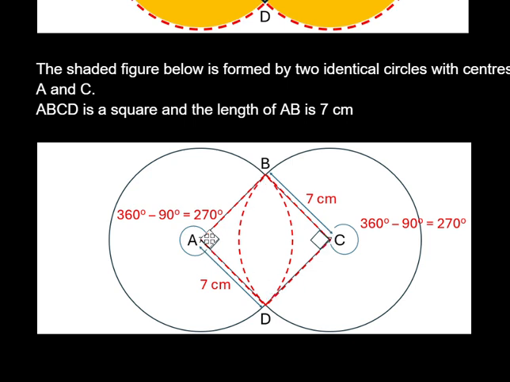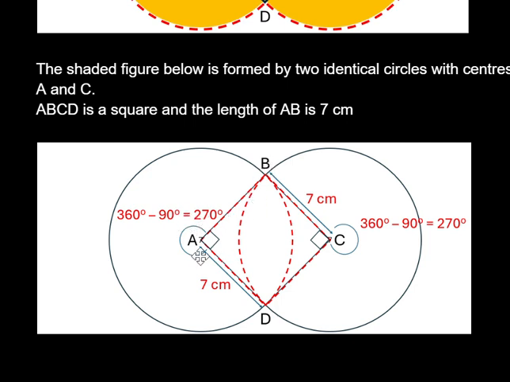Since this is a square, we also know that this angle here is 90 degrees and this angle here is 90 degrees. So if this angle is 90 degrees, we can safely say that this bigger angle outside here is 360 minus 90, or 270 degrees. The reason why we need to know this angle is because this is where the perimeter that we want to find out is. So this is 270.